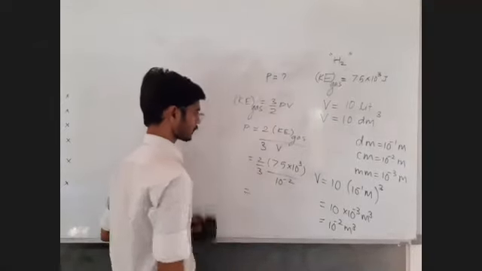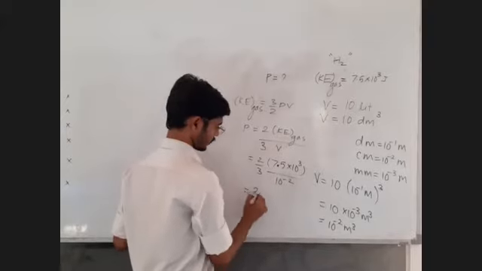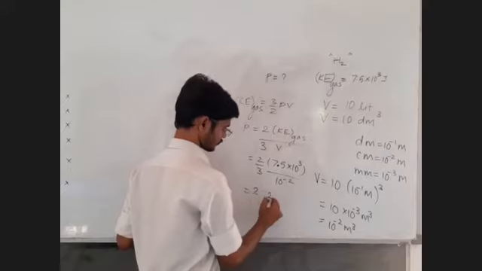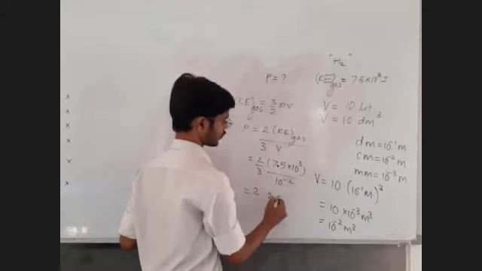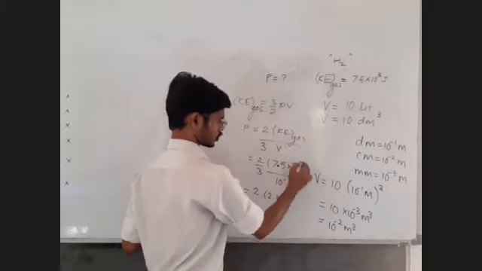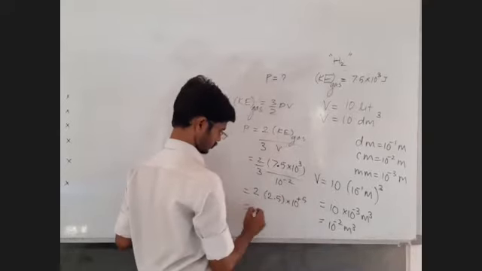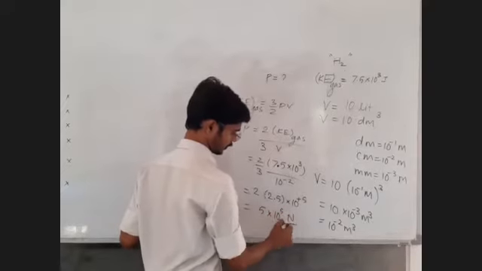We know 7.5 is divisible by 3, so we'll do that division first. 3 into 2 is 6, and 1 remains, so 15. 3 into 5 is 15. So it is 2.5. Plus 3 minus 2 will ultimately become 10 raised to plus 5. So my answer is 5 into 10 raised to 5 Pascal, or Newton per meter square.